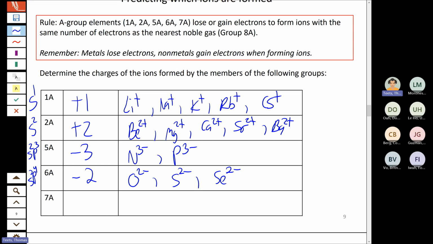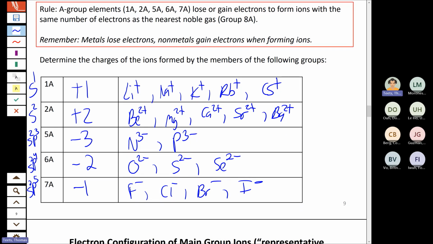And then for group 7A, you're just one electron away from the noble gas configuration, so you can gain a single electron, make a -1 anion, and all the halogens behave in this way. Fluoride, chloride, bromide, iodide all form -1 anions.